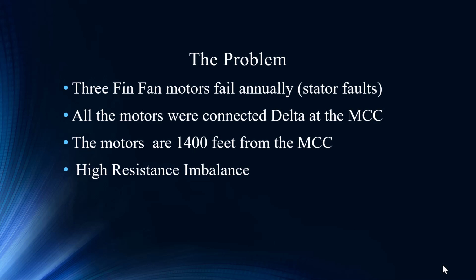Yeah. So they were connected Delta in the MCC itself, not at the motor, and the motors are about 1,400 feet from the MCC. So we're introducing this parallel cable all the way through that 1,400 feet. Correct. And even worse than that, they're doubling the series flow of each phase-to-phase connection. So you're going from phase A into the beginning of winding A, back to the starter, and then back to the motor again just to get to B. It's really not a good idea. Right. And then it was creating a high resistance imbalance when they did the standard test.